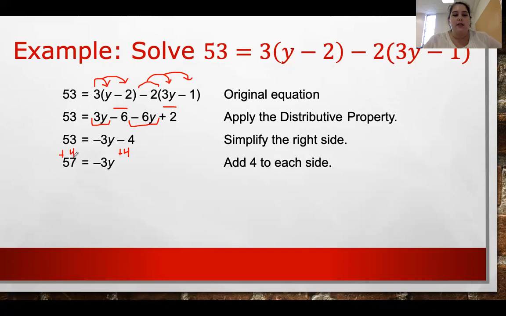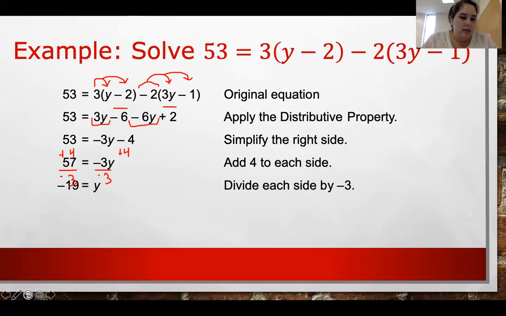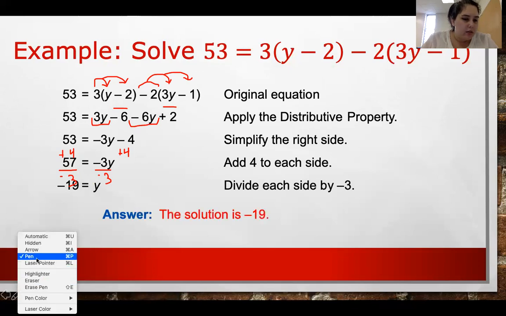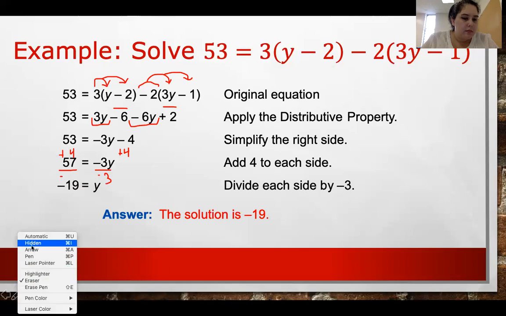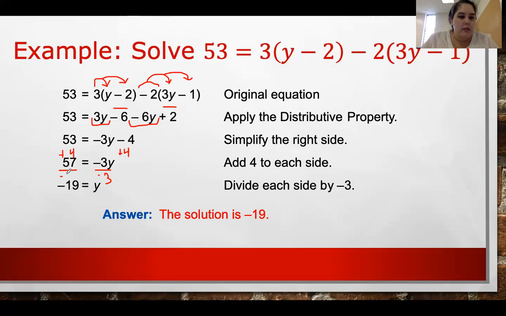And we're going to get 57 equals negative 3y. We're now going to divide by negative 3 on both sides. And since we're dividing a positive by a negative, I'm going to get a negative answer. And in this case, it's negative 19. So again, pause the video if you need some time to write this down. It is very good to have in your notes for reference later on.